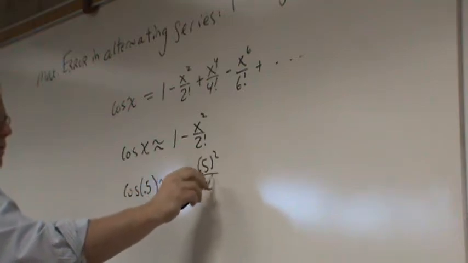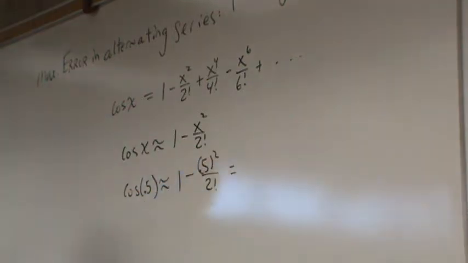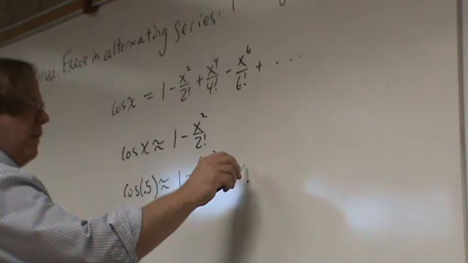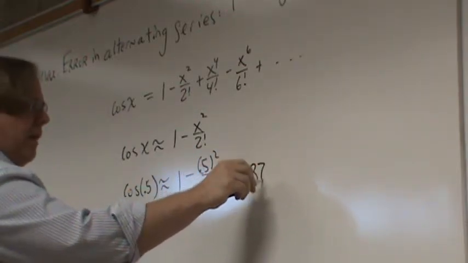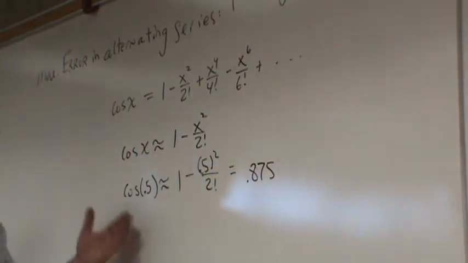0.5 squared over 2 factorial. And that equals, what is that, 1/8? 1/2 over 2, no, 1/4. So I get 0.75. No, that is 1/4. Over 2 is 1/8. So 0.875. Okay, so that's my approximation for the cosine of 0.5.